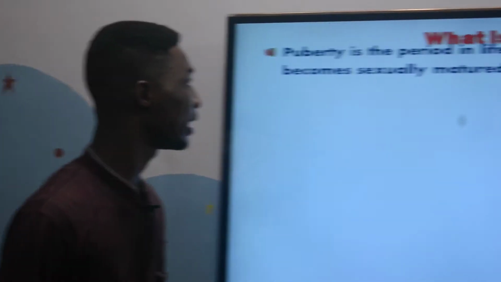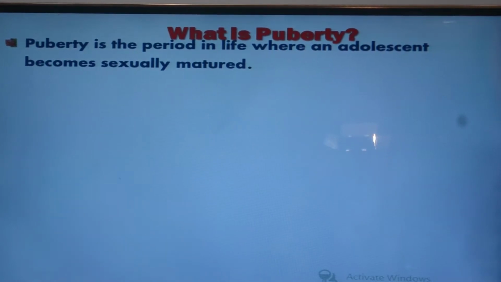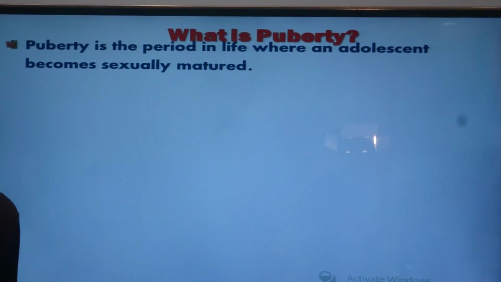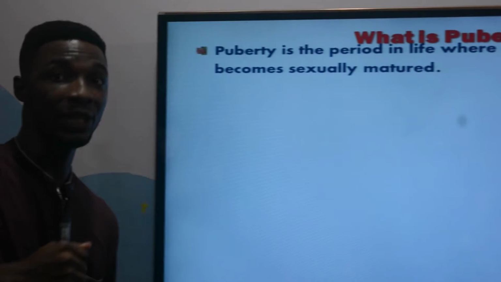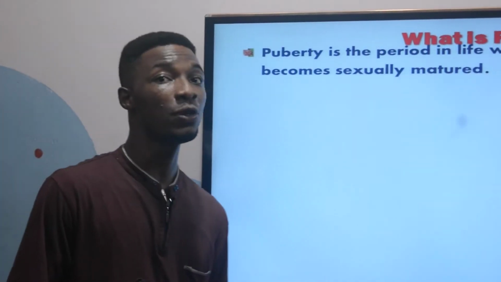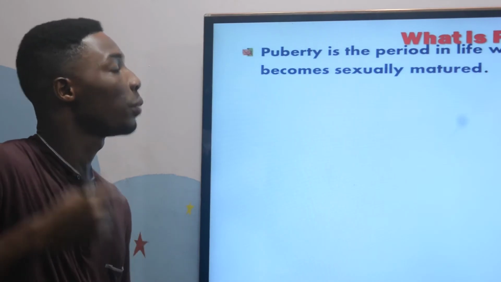What is puberty? I have been mentioning puberty, and I said puberty is the first stage of adolescence. So what is puberty? Puberty is the period in life where an adolescent becomes sexually matured. A period in life where you become fully grown, matured in your sex life. Then we say you have undergone the puberty stage, or you are in your puberty period.